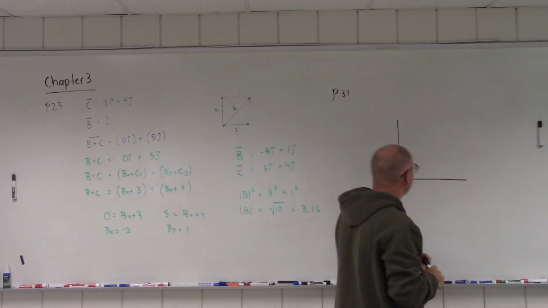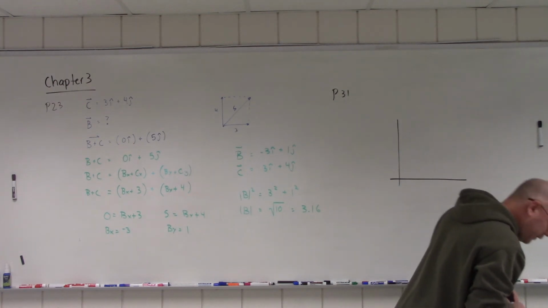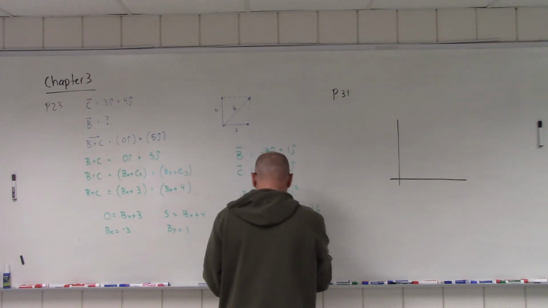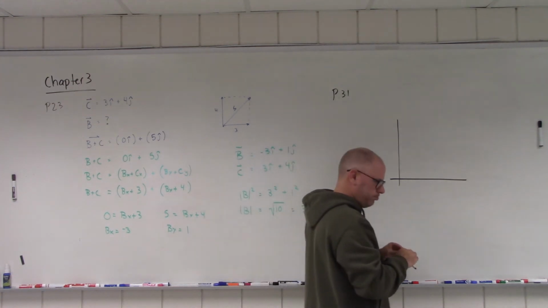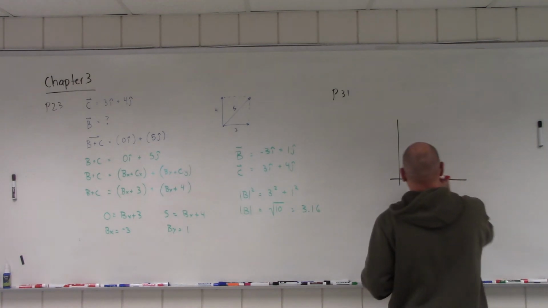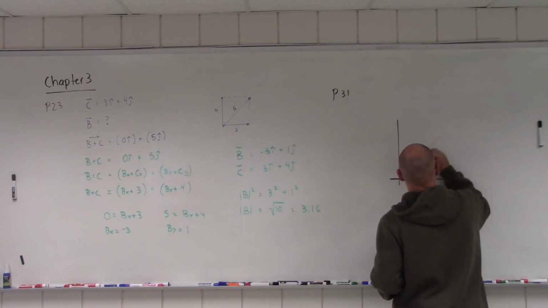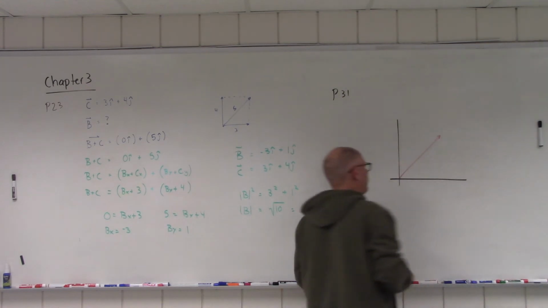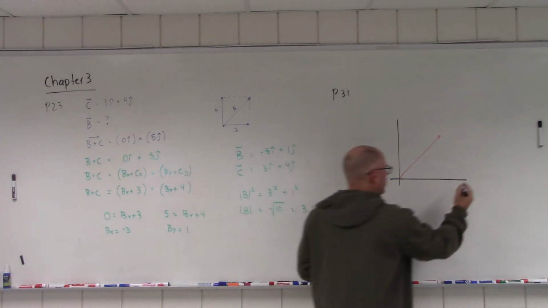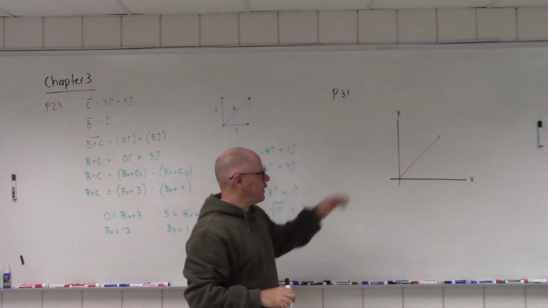So in this one, this is P31. In P31, it says the figure gives you an xy coordinate plane, and then it draws a vector for you. Now, then it does something weird. So this is the x axis and the y axis, and there's my vector.